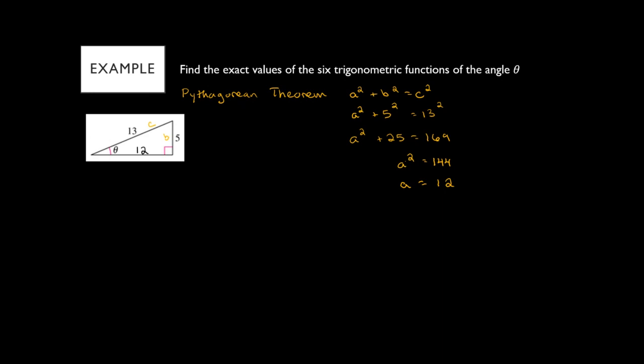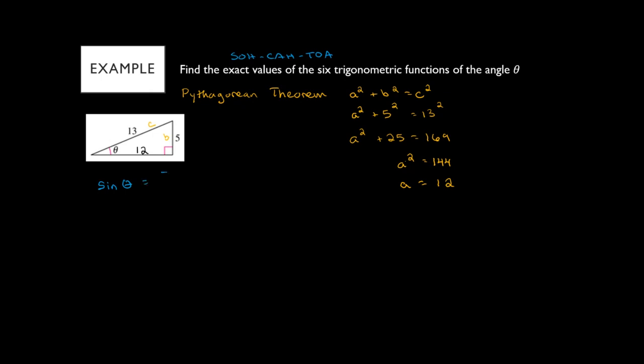So once you have your complete triangle, all the sides labeled, then we can use the sides to find sine, cosine, and tangent. We're going to do those main three first, and then you just take the reciprocal to find the other three. I'm going to start with sine. Sine is SOH, opposite over hypotenuse.